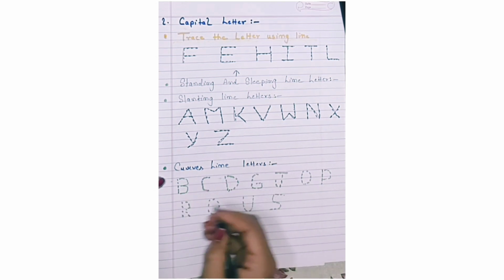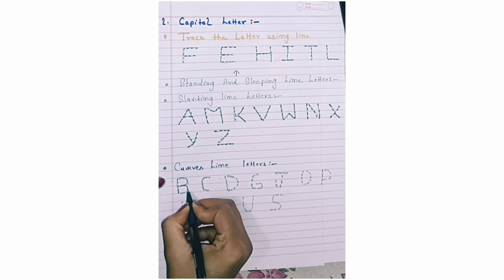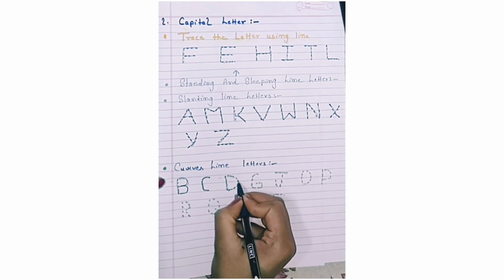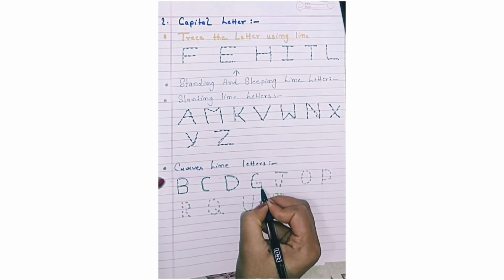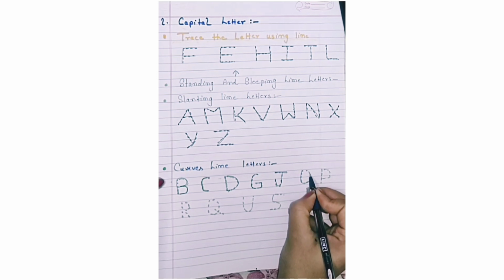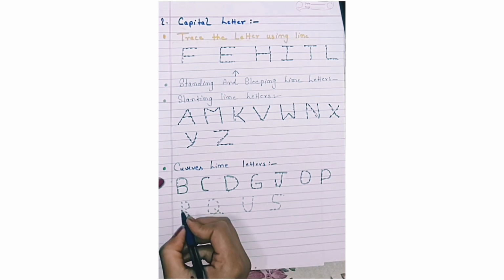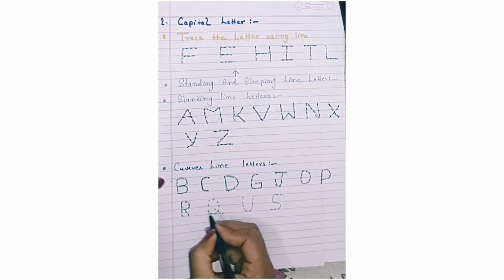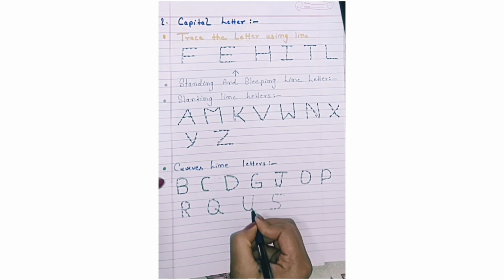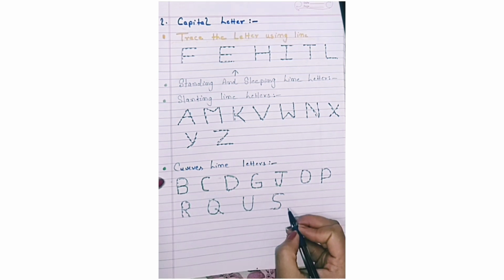Next, curve line. Let's trace B, C, D, G, J, O, P, R, Q, U, S. These are curves line.